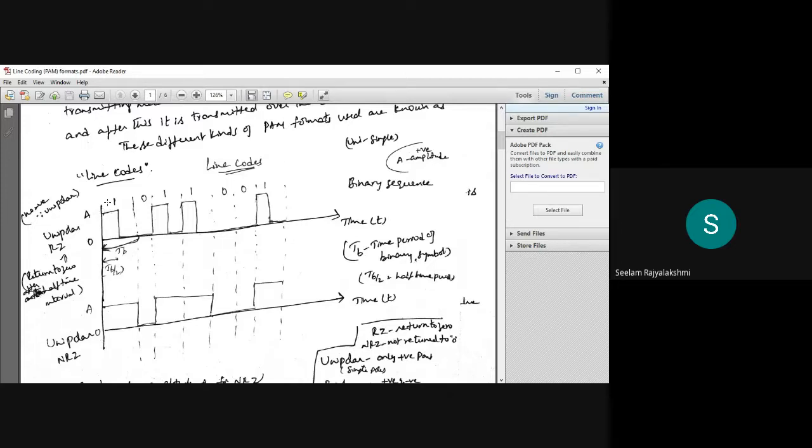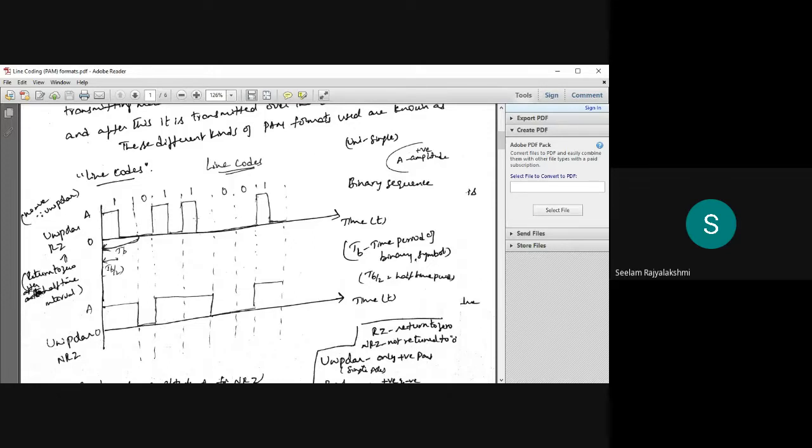Let us consider the first one, unipolar. In the name itself, uni means single pole, so we don't have any negative pole in the case of unipolar. Here we have two types, unipolar RZ and unipolar NRZ. RZ represents return to zero, and NRZ represents not return to zero. This is a unipolar signal, so we have only a single pole.